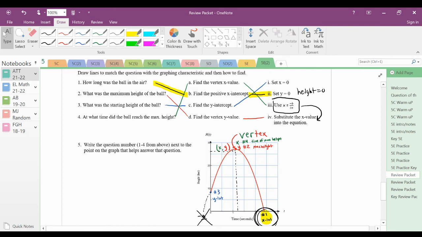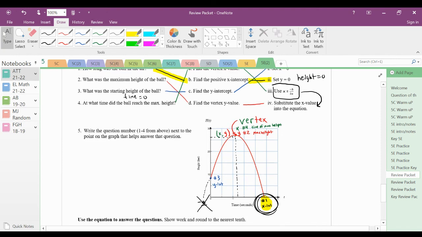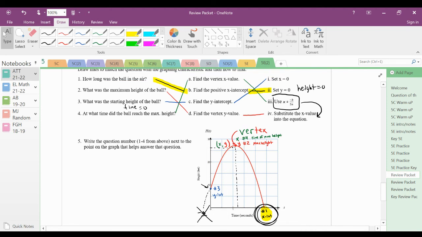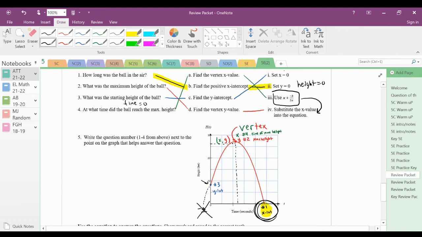The last question that we can answer looking at this graph is the starting height of the ball. Think of the starting height as when time is equal to 0, right at the beginning, before the ball is released. How high is it? If I look at when time is equal to 0, I can see it's maybe 8 feet or so in the air. And that is answered by our y-intercept. The y-intercept occurs when x, or time, equals 0.